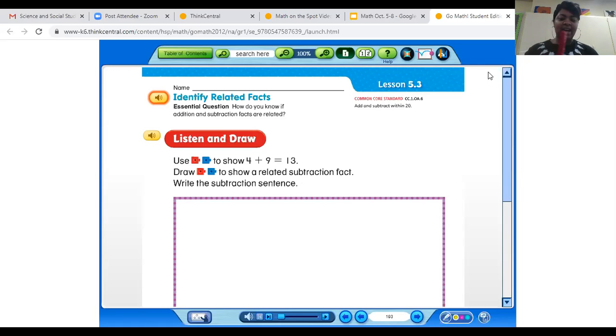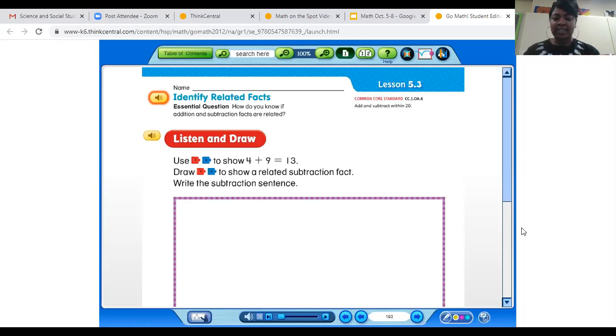So I have 9, 1, 2, 3, 4, 5, 6, 7, 8, 9. I'm going to add 4 to this. 1, 2, 3, 4. Okay, so 9, and I'm going to add 4. All right, 10, 11, 12, 13. All right, so I know that 4 plus 9 is equal to 13.